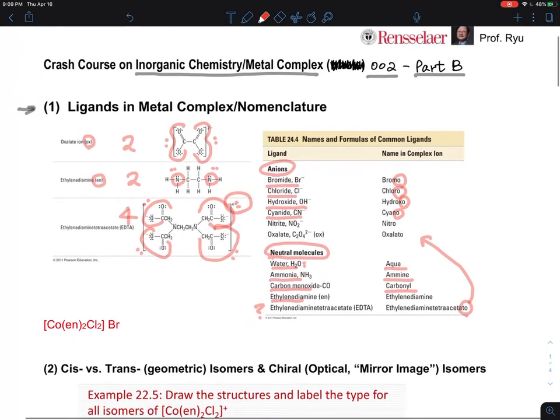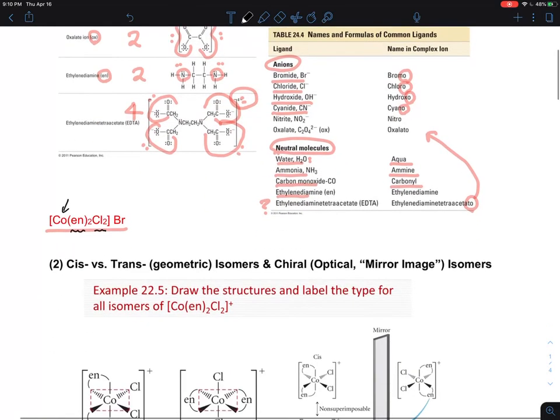And I have written and shown you how you can name those compounds by understanding the charge state, and then naming those two, and then putting them in alphabetical order. This time I'm going to just skip this one.